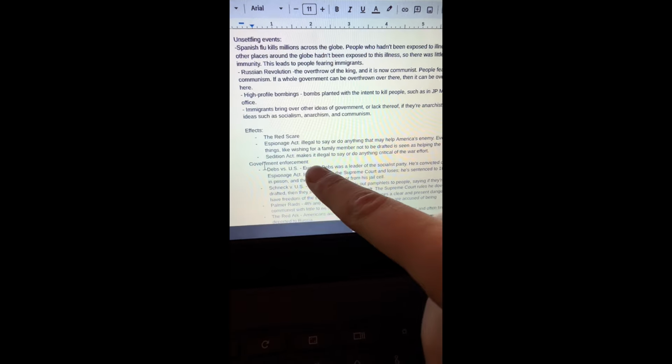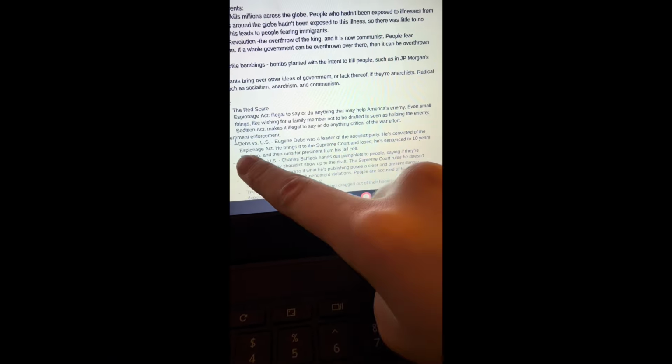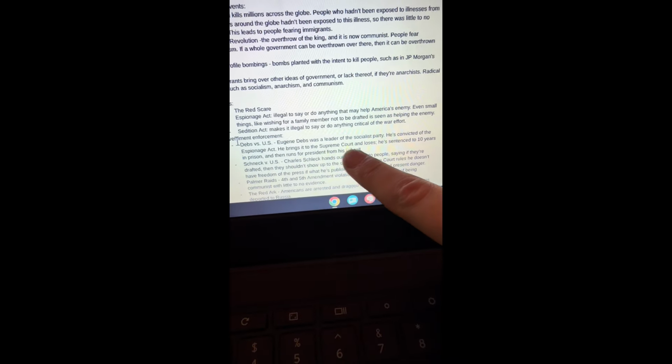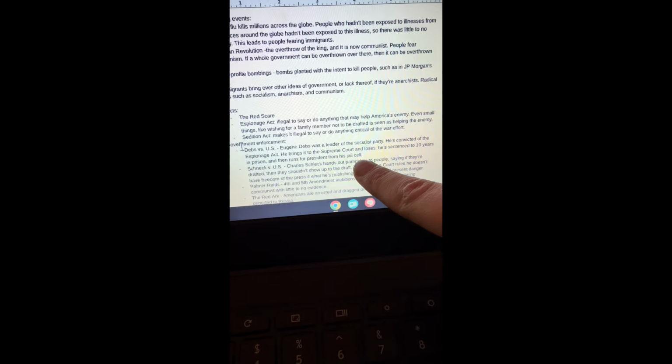Next is government enforcement. So Debs versus U.S. Eugene Debs was a leader of the Socialist Party. He's convicted under the Espionage Act. As you can see up here, we just learned about that. He appeals to the Supreme Court and loses. He's sentenced to 10 years in prison and then runs for president from his jail cell.